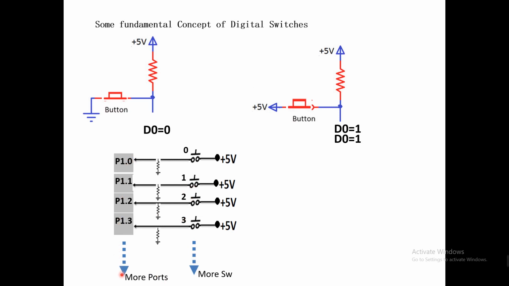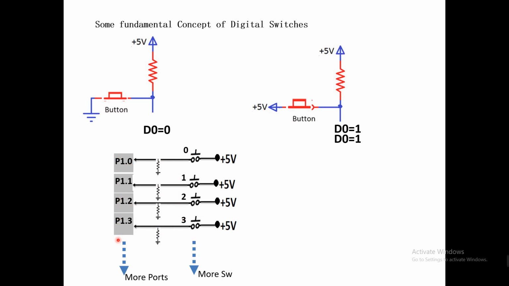For example, let's suppose we do not have four switches, let's take 100 switches. If we have 100 switches, how many wires will we require? We will require 100 such wires. And how many bits will we require? We will require 100 bits.